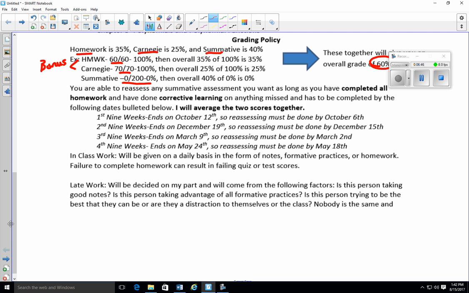I cannot stress enough, you can ask any student before, that all my tests and quizzes come from your homework. So I'm not wasting your time with the homework. I pull those questions right from there.